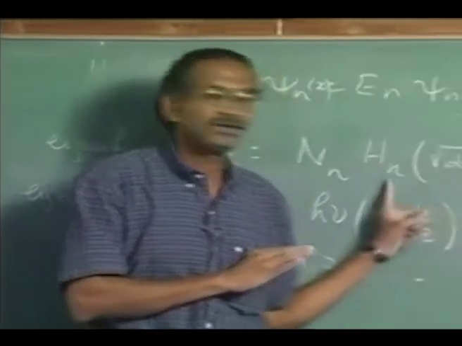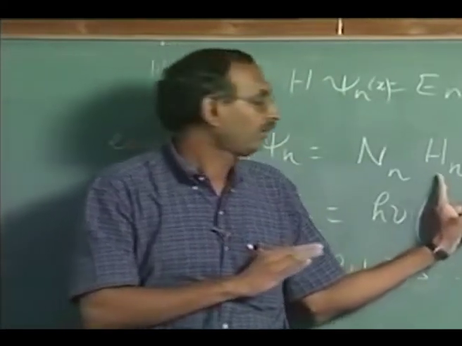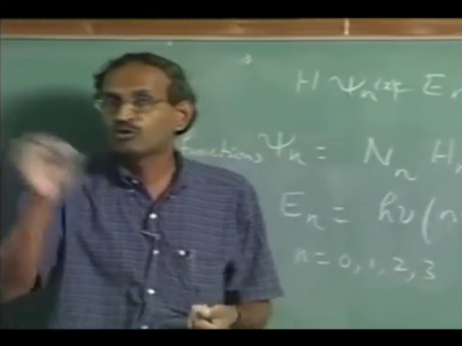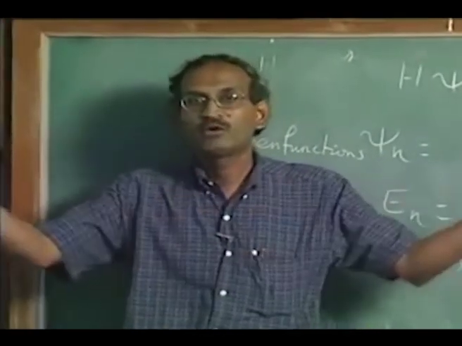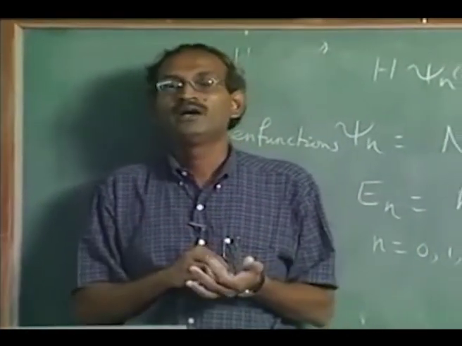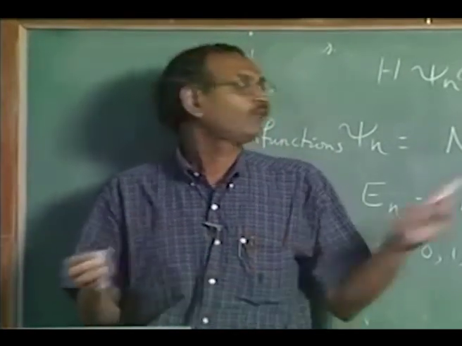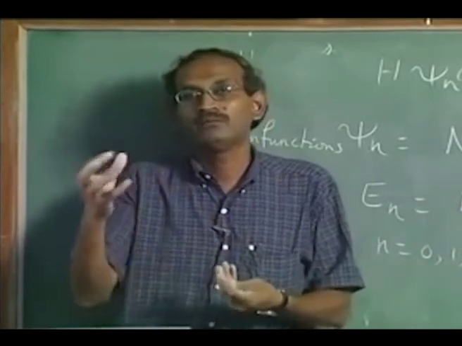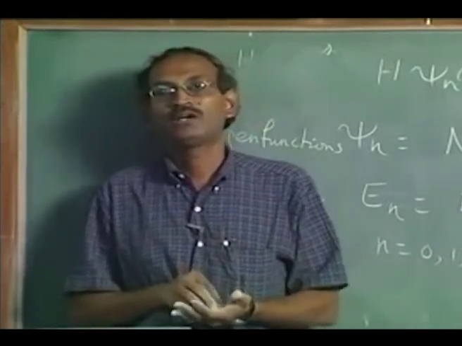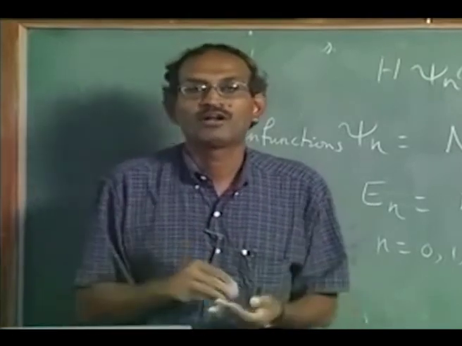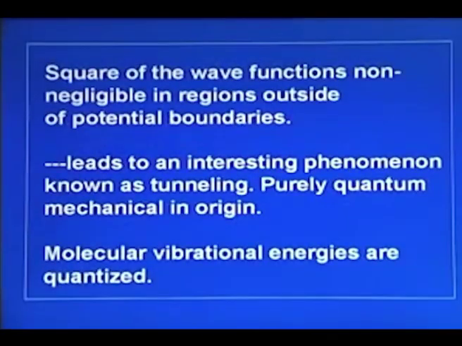So this function may have some roots, but apart from those roots, the wave function is never 0 throughout the boundary, that is, even outside the potential boundary. It appears that the particle can be located even outside the region of what is called the classical potential boundary. And that means the squares of the wave functions are non-negligible in regions outside the potential boundaries. It leads to an interesting phenomenon called tunneling.